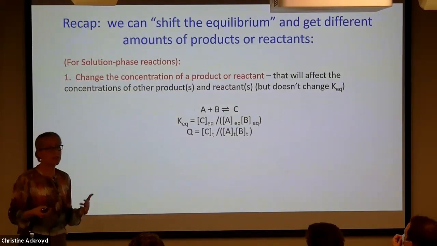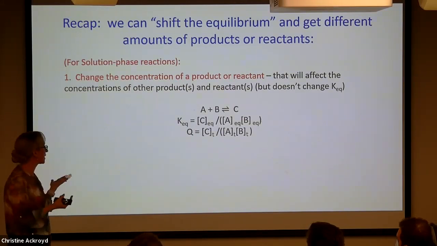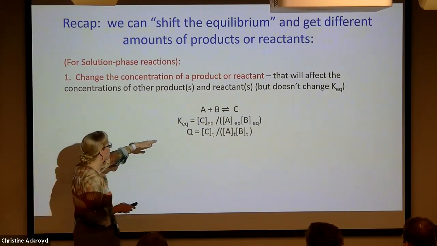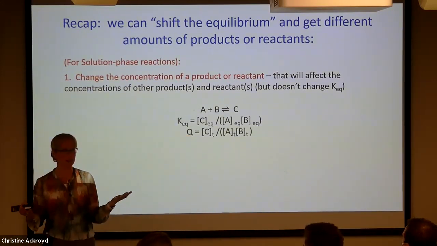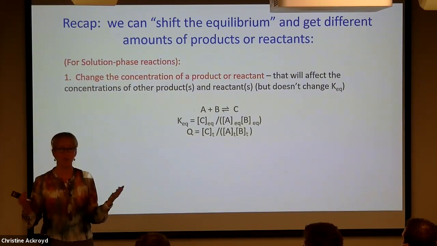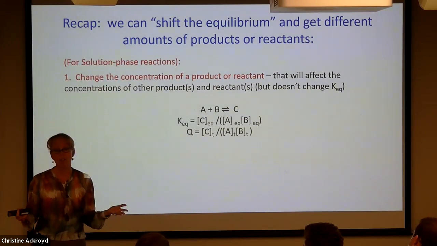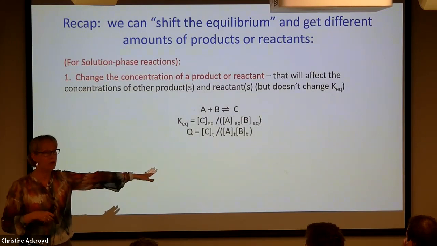Okay, so what are things we can do that are stresses? We can change the concentration of product and reactant. Which does that change? That changes Q. Q changes, how does the reaction respond? It moves in the direction that it has to go to get to K. So if we add a lot more starting material, what's going to happen? We're going to end up with more product.